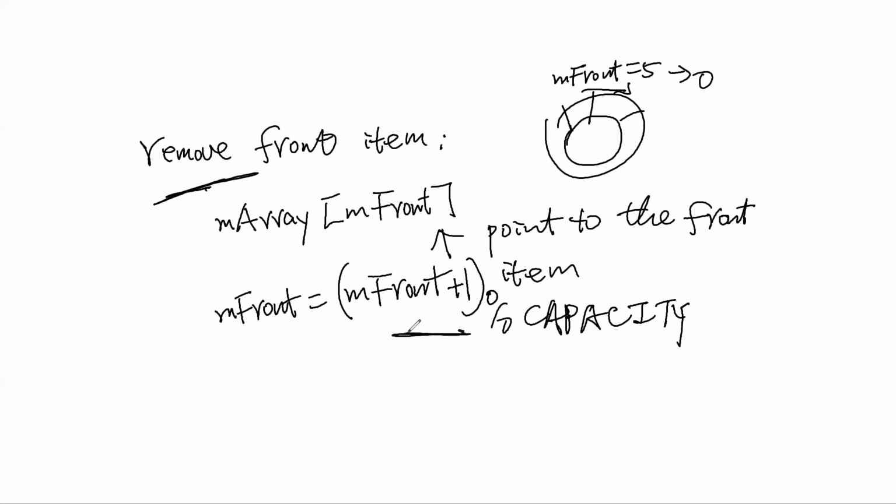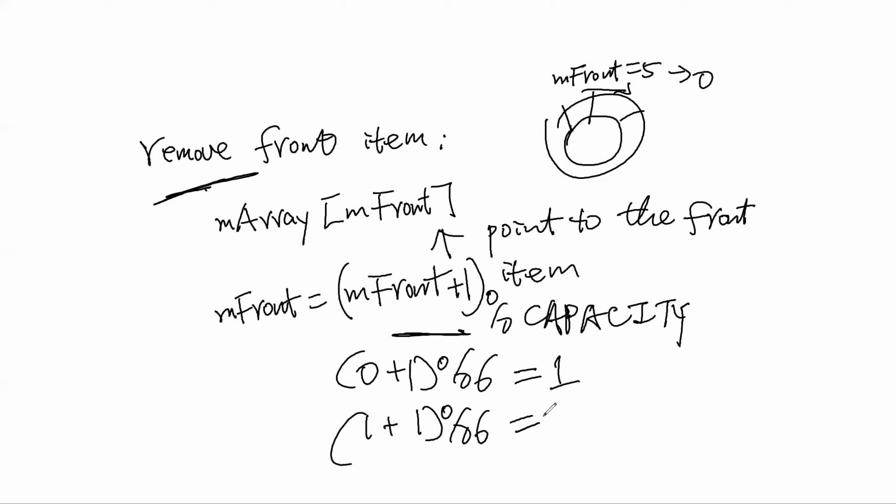You can guarantee this. Even though, if front is 0, 0 plus 1 modulo 6 you still get 1. 1 plus 1 modulo 6, you get 2. So no matter what m_front is, if you use modulo, you are guaranteed 0, 1, 2, 3, 4, 5. So it won't cause an out-of-index problem, and at the same time it solves the shifting issue. So this is regarding how we remove.